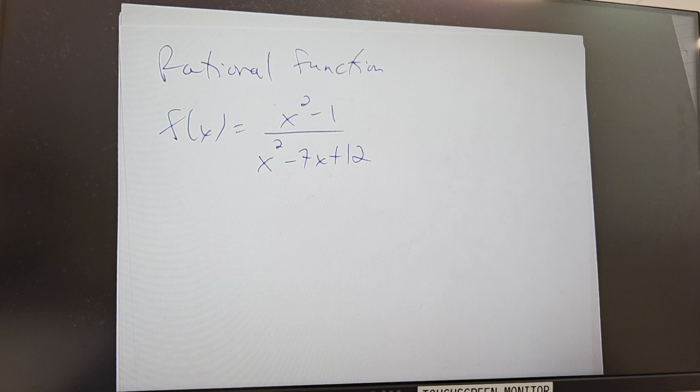The values that make the bottom 0 are inputs I cannot use. They are where there can be no outputs. Most of the time, that's going to cause an asymptote to happen. Sometimes it might cause an open circle to happen. Does anyone know when that would happen? You could factor the function. You can't go there.